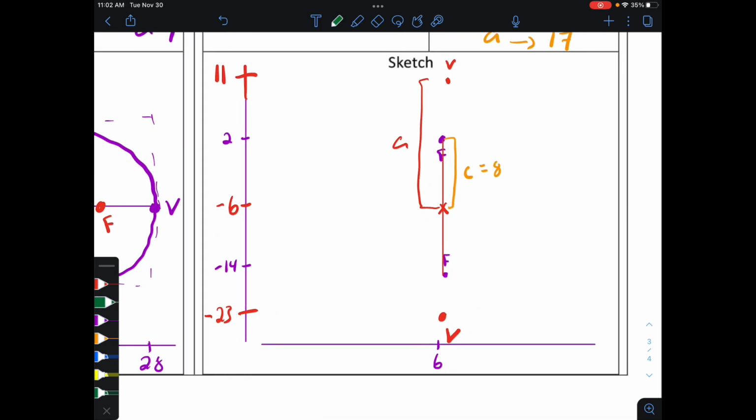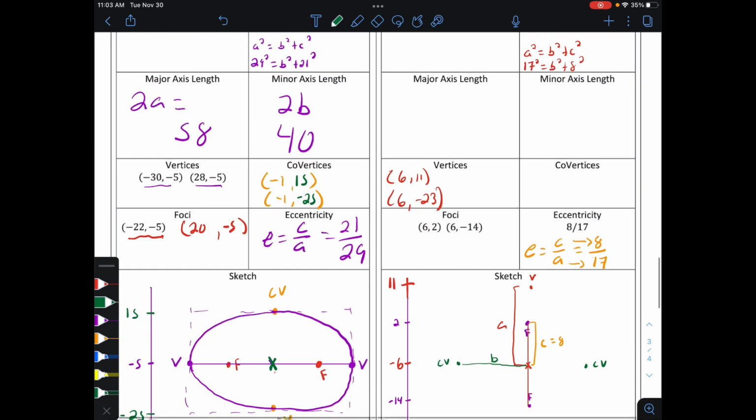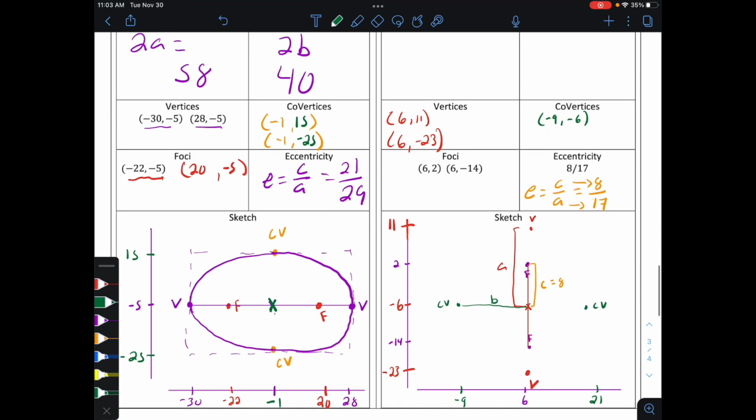See, if my vertices are up and down, my co-vertices are going to be right and left of my center. The distance between the center and that co-vertex is b. So b is 15. So what I'm going to do is I need to get new x values here, because they're both going to have the y value of negative 6. So if I add 15 to 6, I get 21. You subtract 15 from 6, you get negative 9. So we're going to write those coordinates. So we got (-9, -6) and then (21, -6).